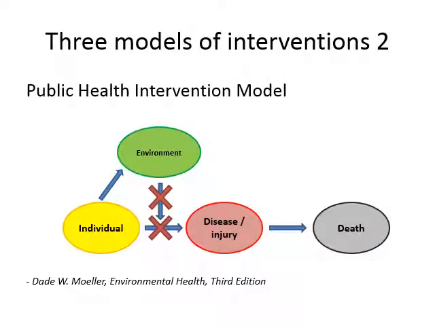The second model is called the Public Health Intervention Model. In this model, the intervention is aimed at preventing environmental hazards from causing diseases or injuries to the population. For example, during the haze period, the Ministry of Health works very hard to educate the vulnerable population to stay indoors, wear masks, and avoid open burning, to reduce the health risk of haze in the population. This interventional model approach is better than the clinical intervention model, but still not ideal.